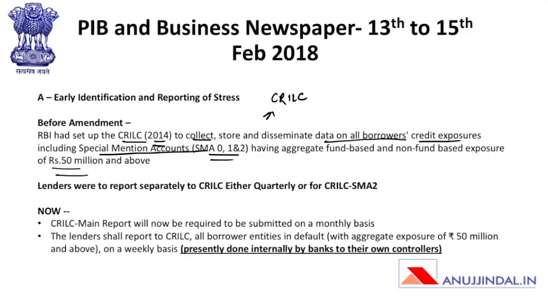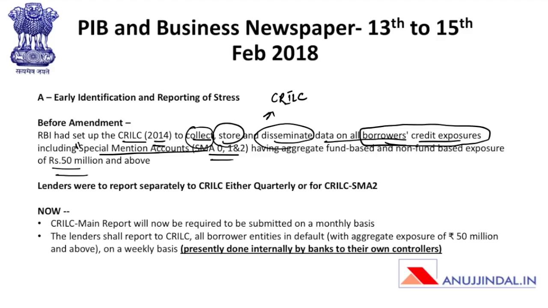Therefore, what RBI had done, RBI had created another agency whose responsibility was to collect information, store the information, and disseminate information on borrowers' credit exposures. So it was a central repository which had access to credit exposures of all the borrowers. It was supposed to collect, store, and disseminate data on all borrowers' credit exposures and to classify the borrowers who were not paying their loans back or who were defaulting on their loans as SMA 0, 1 or 2. And this was to be done only on exposures of rupees 50 million or above.